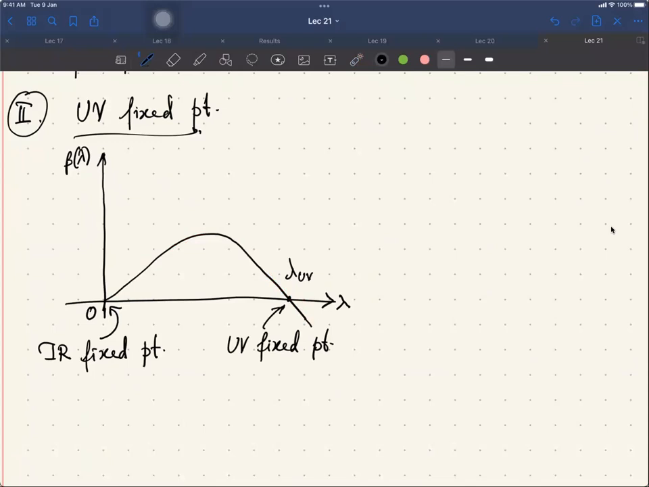Of course, the beta prime of lambda must be negative here for this kind of scenario to work. If you start out either greater than or less than lambda UV, you are drawn back, at a higher energy, to lambda UV. That is important, and this is possible because beta lambda is decreasing from a positive value and going towards zero.